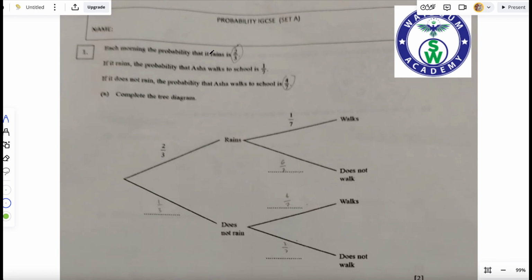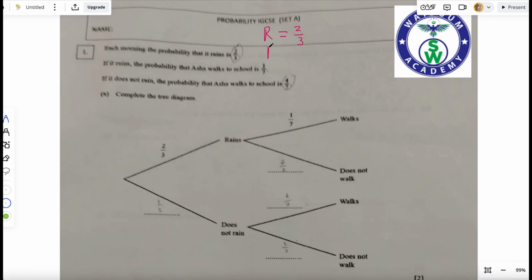So each morning, the probability that it rains is 2/3. If it rains is 2/3, if it doesn't rain, what will it become? Because you must always have the ability to give rain and no rain. So if the probability of rain is 2/3, what's the probability of no rain? No rain is 1 minus rain. The probability of no rain is 1 minus the probability that it rained.